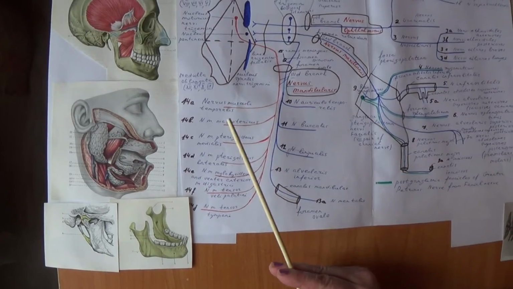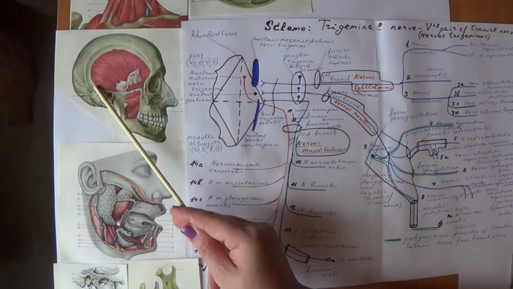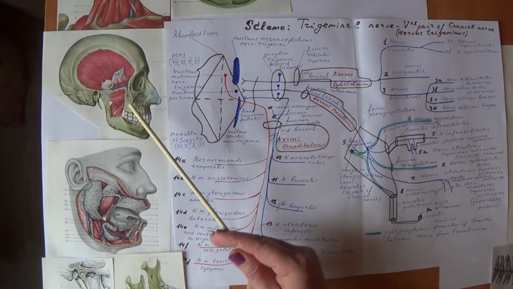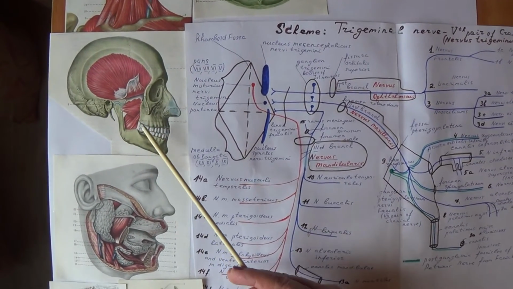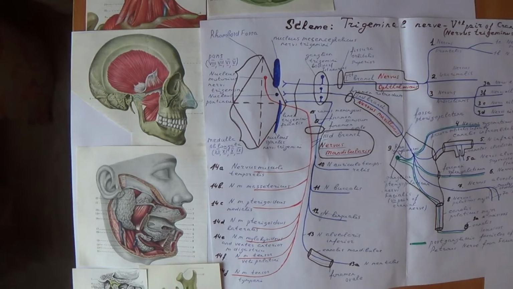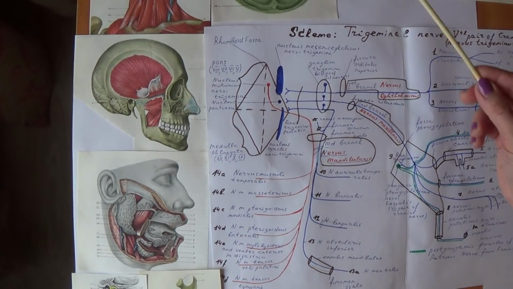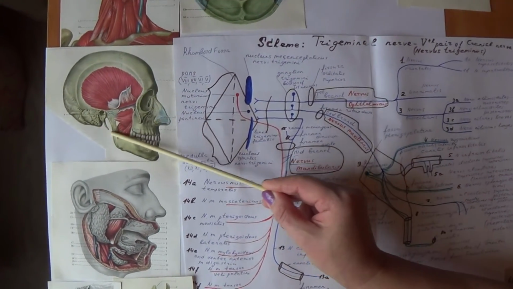The temporal nerve supplies the temporal muscle, the masseteric nerve supplies the masseter muscle, and the medial and lateral pterygoid nerves supply the medial and lateral pterygoid muscles. These muscles regulate movements of the temporomandibular joints.